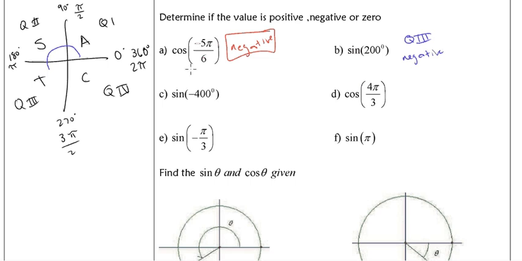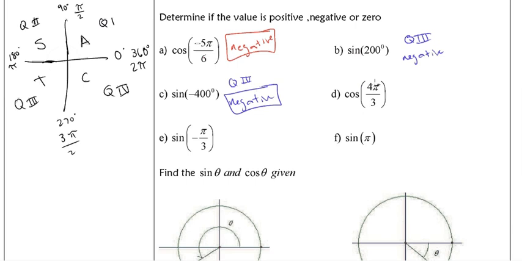All right, C here, it says negative 400 degrees. So negative 400 means we're going to go around one full cycle, and then another 40 degrees. So we're back into quadrant 4 at that point. And in quadrant 4, it's cosine that's positive. This is sine, so this is in Q4, and it is negative.